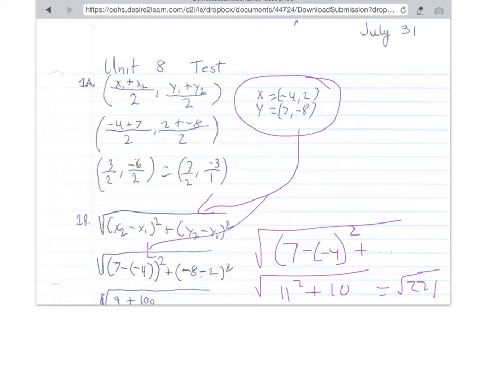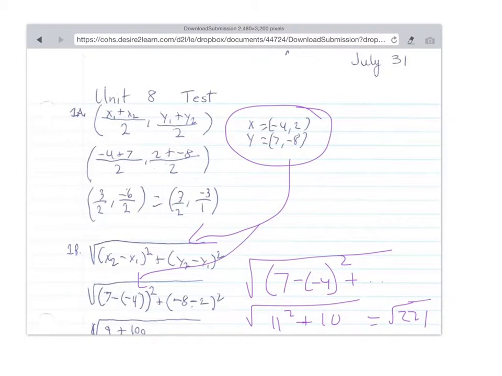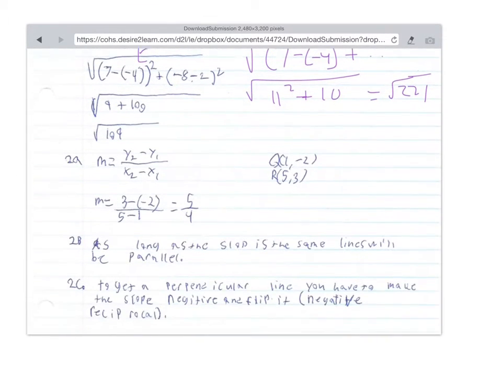Everything else on here looks good to me. Sorry, playing with my new program here.